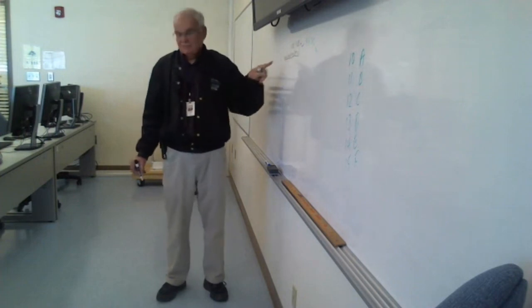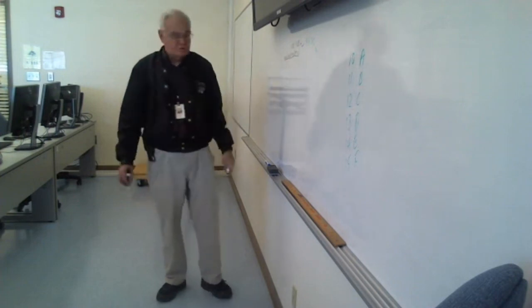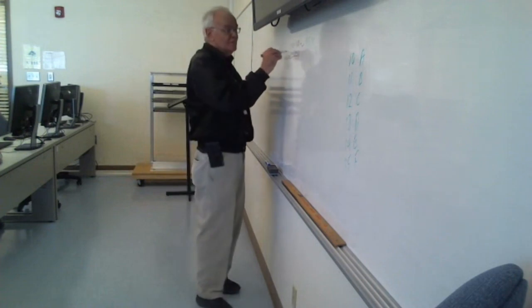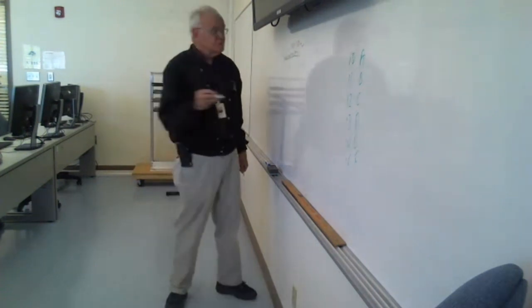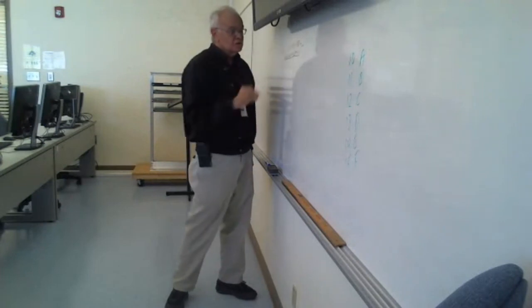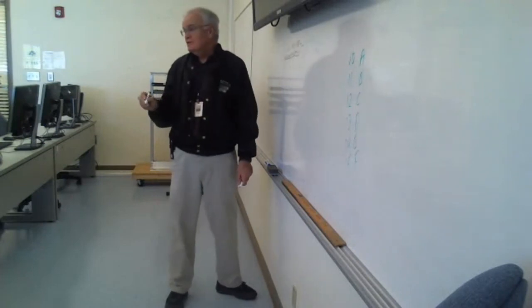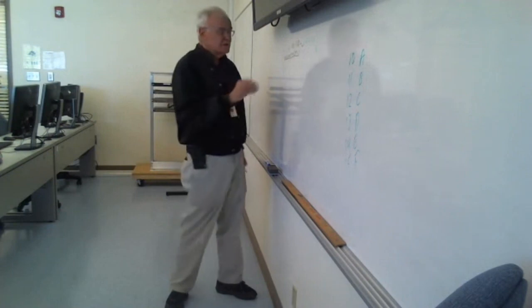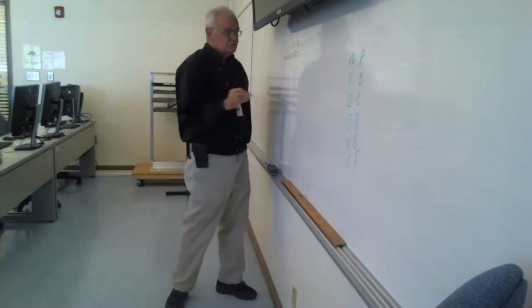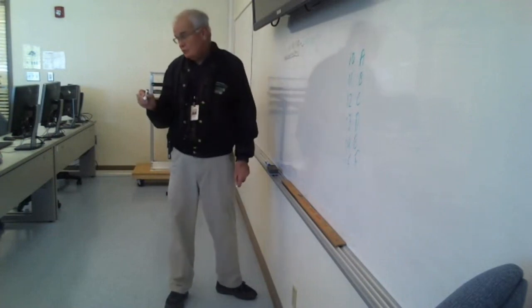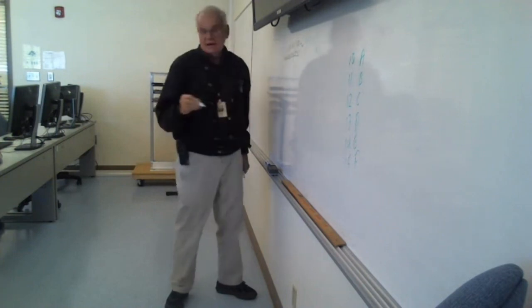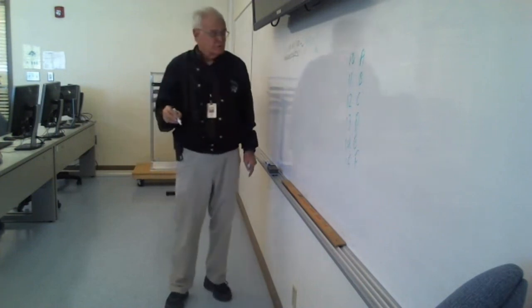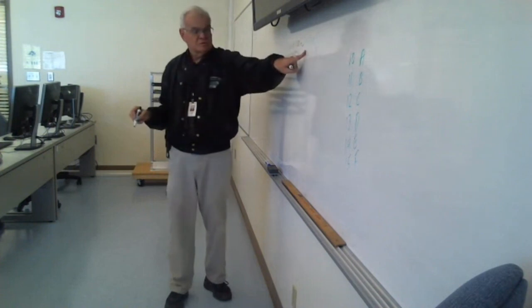8 from 15. 8 will go into 15 one time, so I'll put a 1. Subtract the 8, that means 7. 4 will go into 7 one time. Subtract the 4, that means 3. 2 will go into 3 one time. Subtract the 2, that leaves 1. And 1 will go into 1 one time. So we get that. Okay? Now we get to the last one.